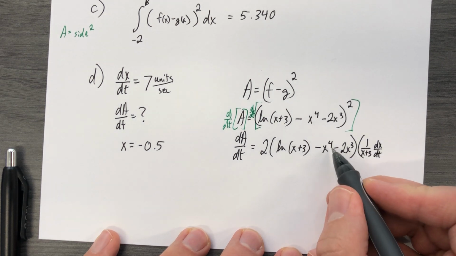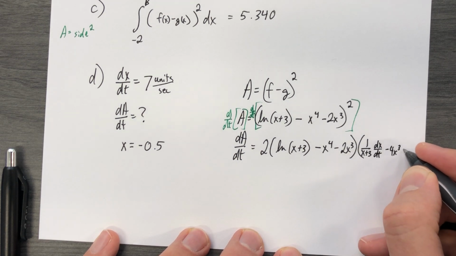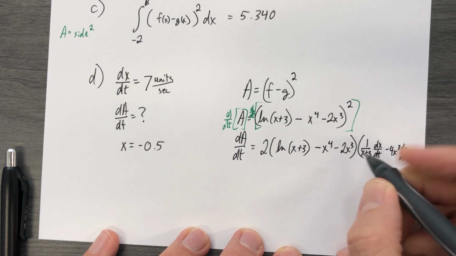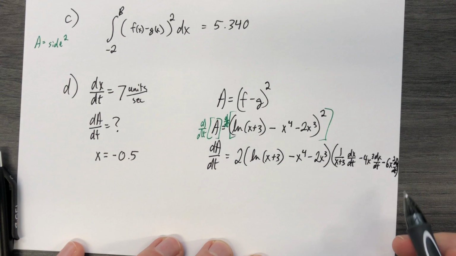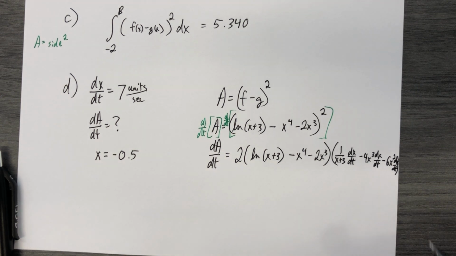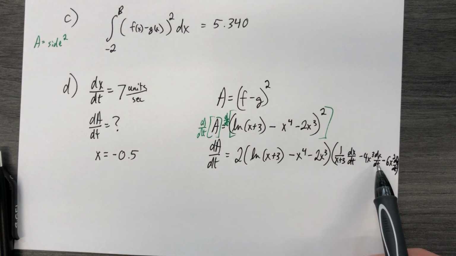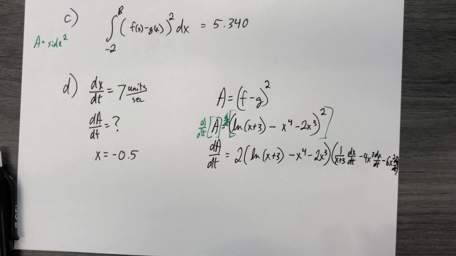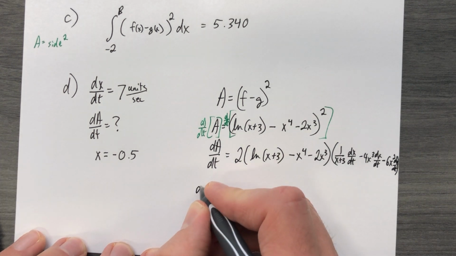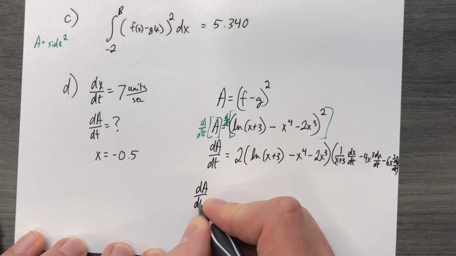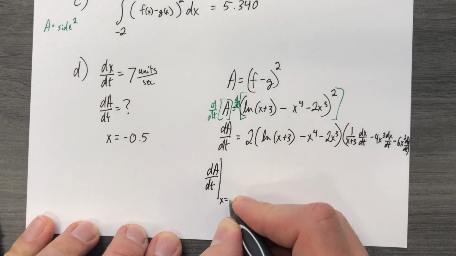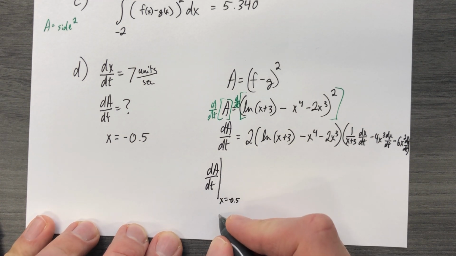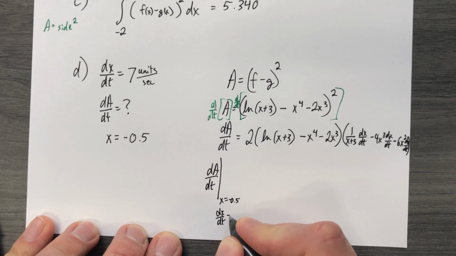Minus the derivative of this, so 4x cubed dx/dt, minus 6x squared dx/dt. I'm running out of room, it looks terrible. Now if you want to save yourself the trouble, it says dx/dt at the end. The dx/dt can factor out of all 3 of these terms. I'm not going to. But what's about to happen is we are going to evaluate dA/dt at a specific time and place, and that is where x equals negative 0.5 and where dx/dt equals 7.